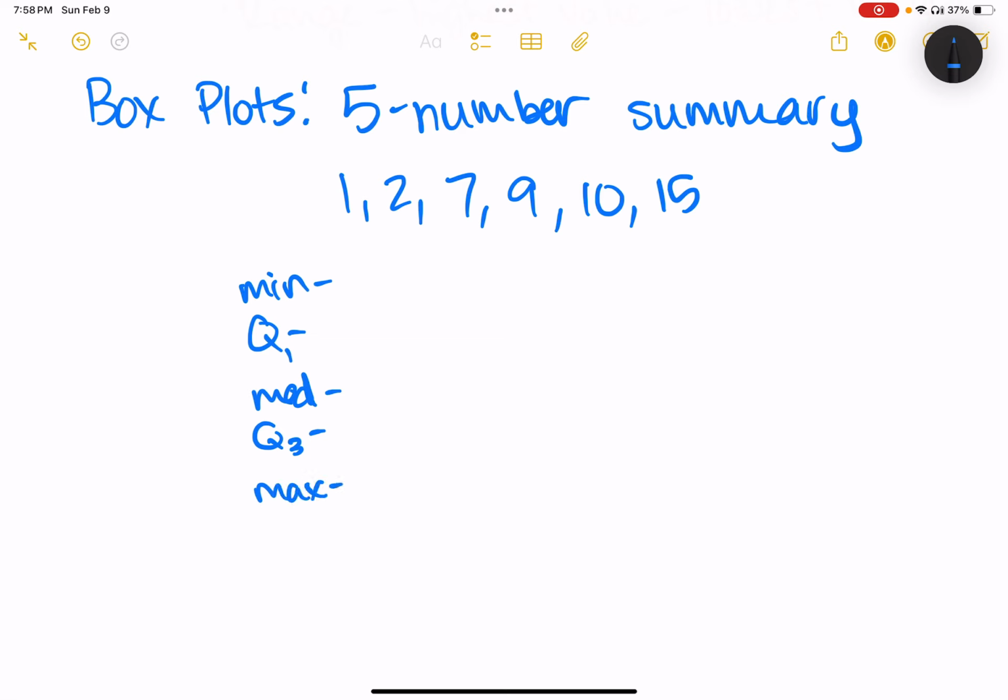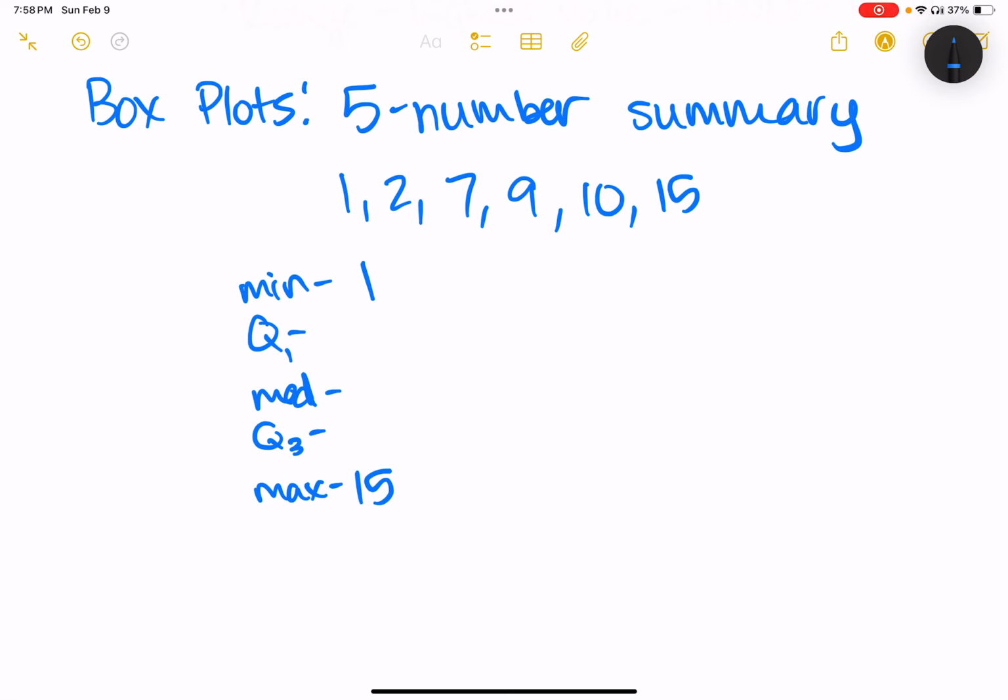So minimum and maximum are probably the easiest. Minimum is just the lowest, which is 1. Maximum is the highest, which is 15. Next number I like to find is the median. So remember, the median is literally the middle of your data set.